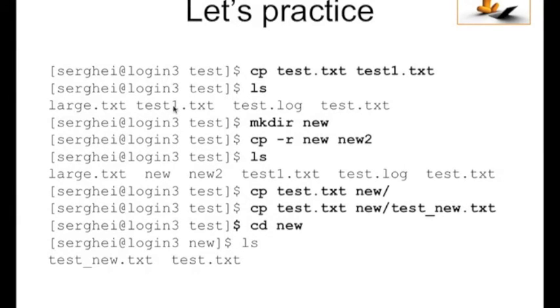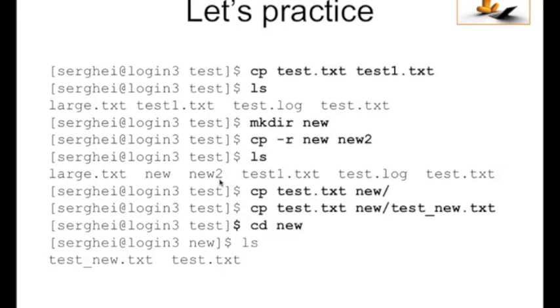Okay, so to do the next thing, we'll need to create a directory which is called new, and then what we want to do is copy the directory new, or again, better say, create a copy of the directory new in the same directory. If you remember, when we are copying directories, we are using -r. And as a result, we should see, so that was the original directory. After running this command, we should see the copy of that directory, which we called new2.